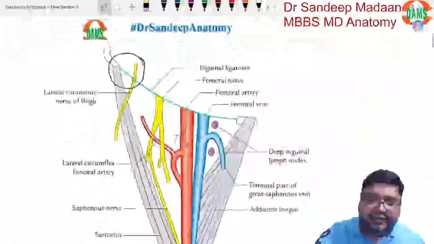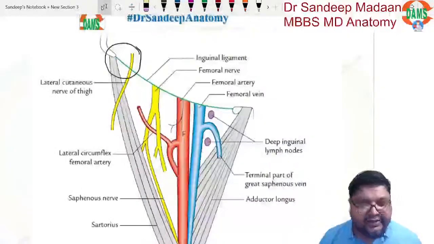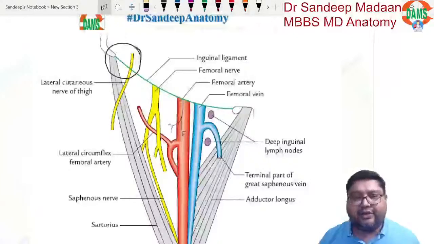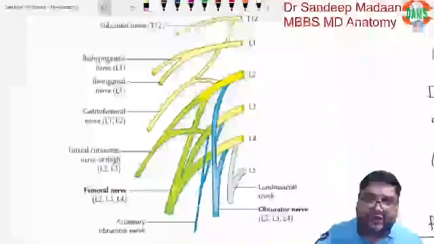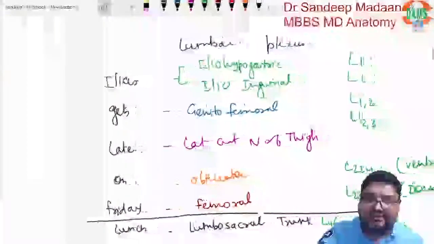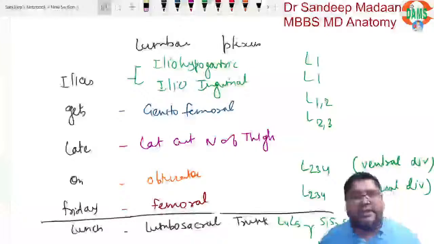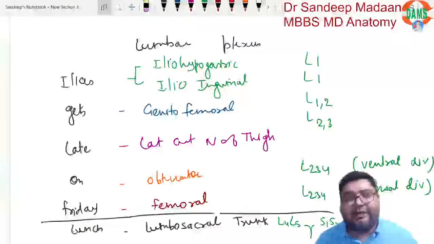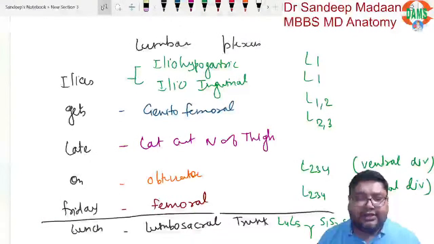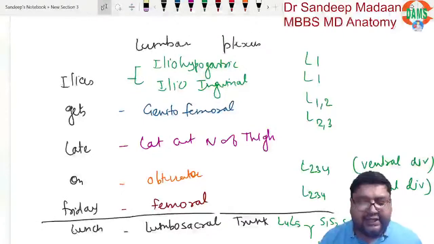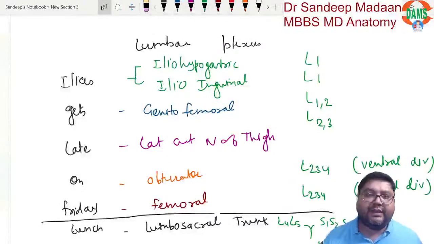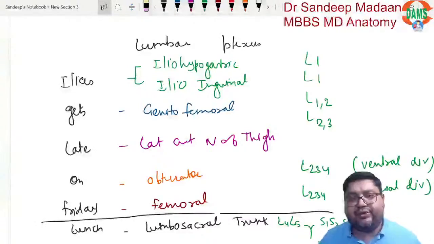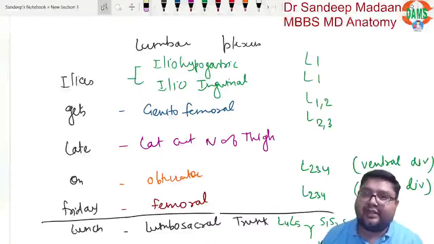After that, we could see the position that if it gets compressed, then there will be features of nerve compression in the outer thigh. And then we could see that it's a branch of the lumbar plexus, and we revised the lumbar plexus. The mnemonic was: Ilias gets late on Friday lunch; iliohypogastric, ilioinguinal, genitofemoral, lateral cutaneous nerve of thigh, obturator and femoral nerve. We also understood the lumbosacral trunk is there, but it's not a branch of the lumbar plexus. It is L4, L5 fibers joining with S1, S2, S3 to make the sacral plexus.